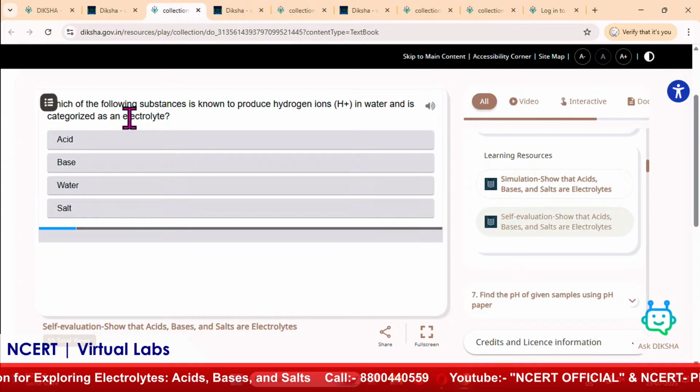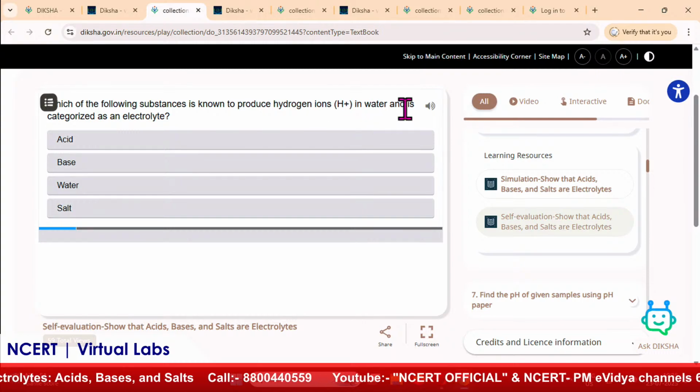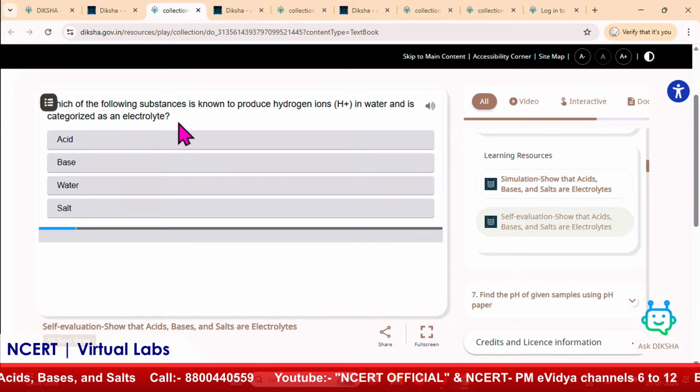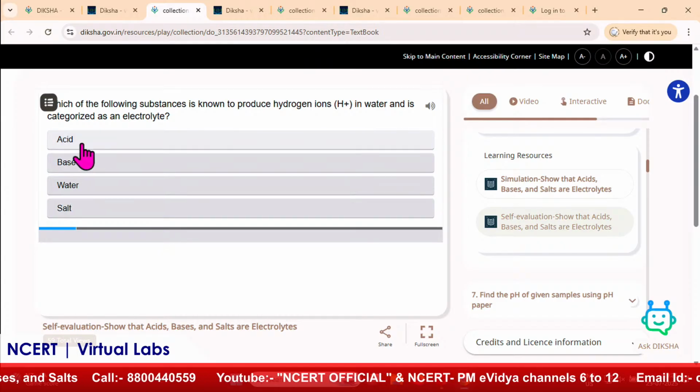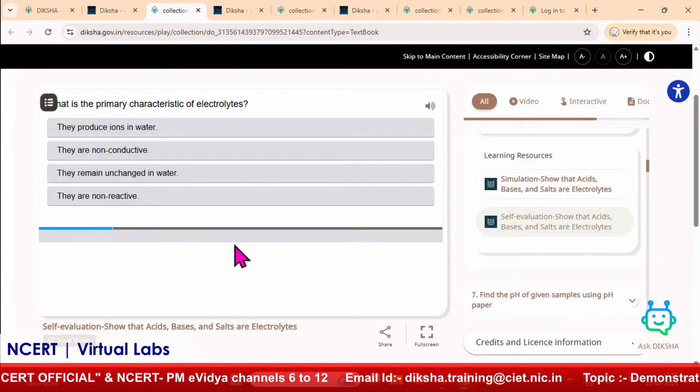So one question is, which of the following substances is known to produce hydrogen ions in water and is categorized as an electrolyte? Quite simple. We know acids furnish H plus ions. So it is right. Even if we get it wrong, we are not able to answer, we'll be given feedback so that we can move ahead.